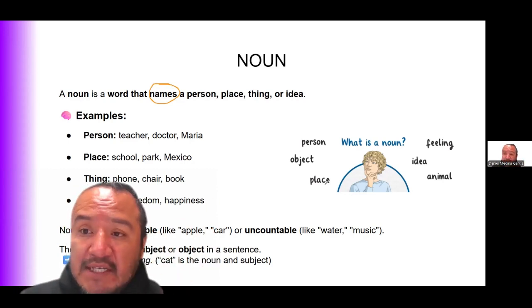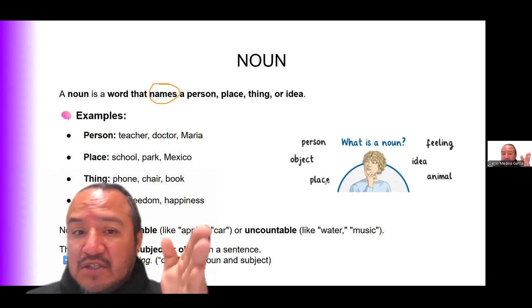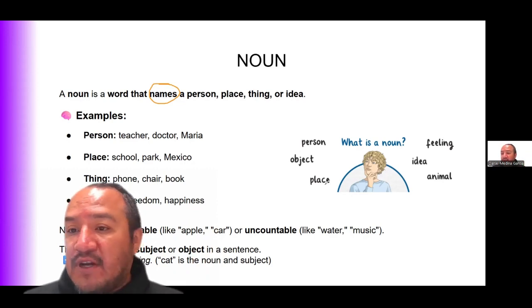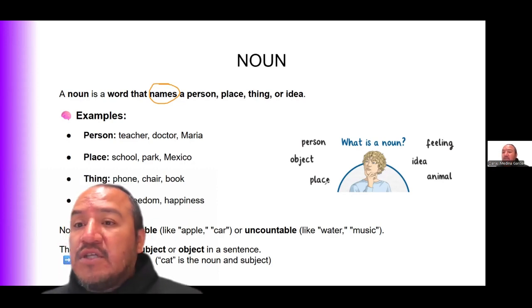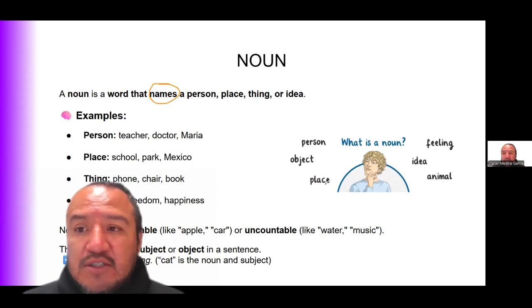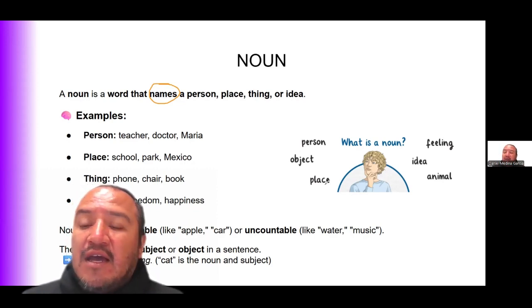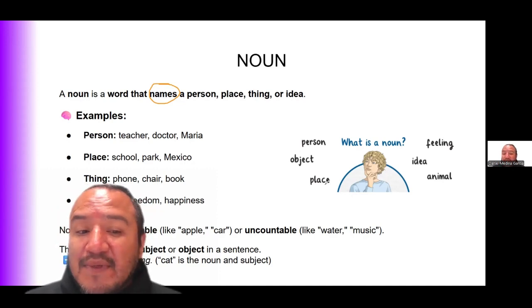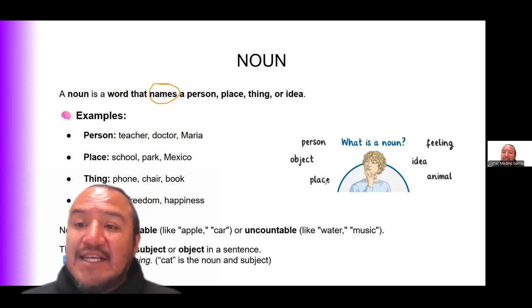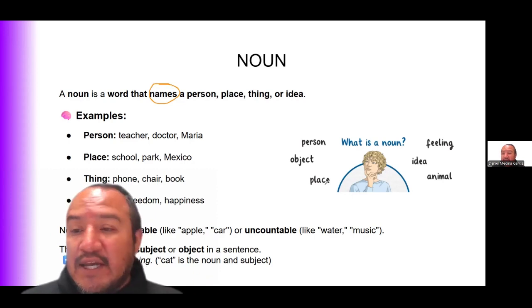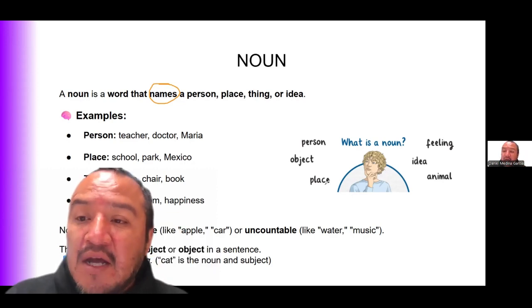Here we have some basic examples. Persons: teacher, doctor, Maria. All of them are nouns. Places: school, park, Mexico, etc. Things: phone, chair, book. And ideas: love, freedom, and happiness. All of them are nouns. Why is it important for us to identify what a noun is? In reading comprehension, sometimes it's necessary to identify who is performing the action and who is receiving that action. If I perform that action, I become the subject of the sentence. If I receive that action, I become the object of the sentence, as we can see in the example at the very bottom part of the screen.